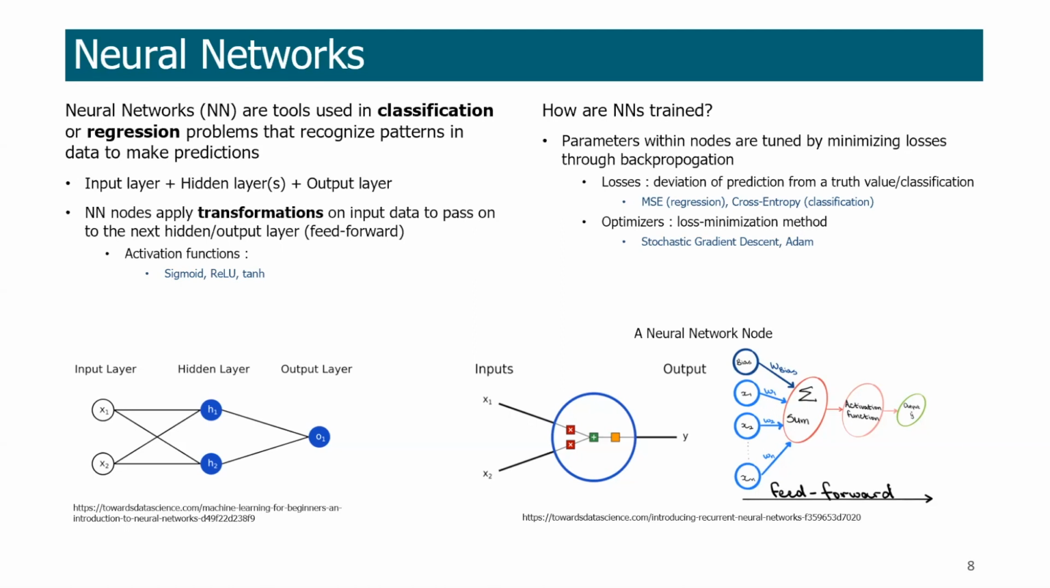And neural networks learn to make the correct predictions by tuning parameters like the weights and biases that influence the transformations within a node. And tuning occurs as the losses, which are the measure of a prediction's deviation from a truth classification, are measured through backpropagation.